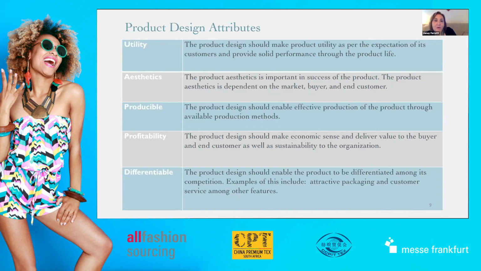The aesthetic, of course, which is a bit more subjective, but is important based on the market and the buyer that you're serving, and that your aesthetic matches the expectation of that end market. Producibility. This is where R&D and really doing the engineering is important. If a product can't be produced effectively, cost effectively, and time effectively, then the production method needs to be revisited so that there is consistency in the product.